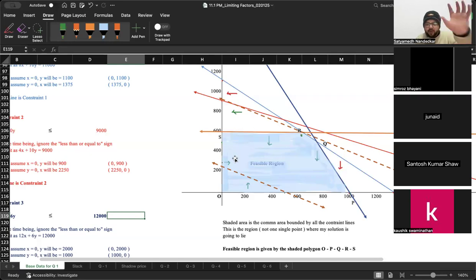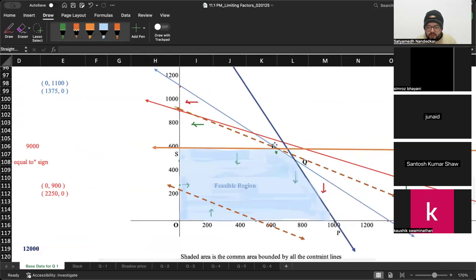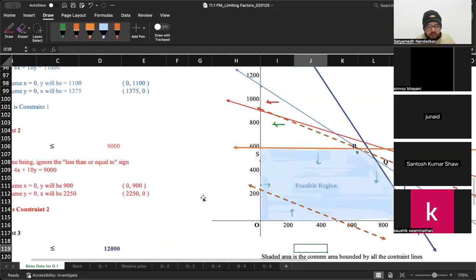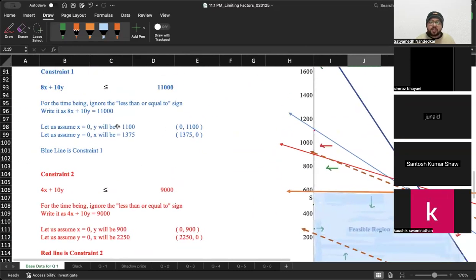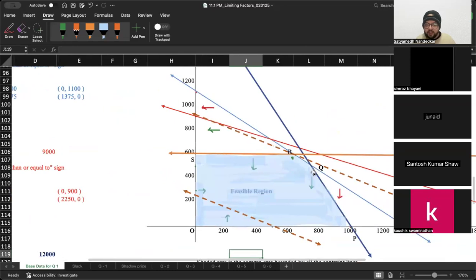Now if you observe यहाँ पे there are too many lines passing through, थोड़ा इसको magnify करते हैं. If you observe this point R, which is 625 comma 600, which is my optimal solution, this point lies on the intersection of ये orange line and ये blue line. ठीक है. Orange line is y equal to 600. Blue line कौन सा है? Blue line is 8x plus 10y equal to 11,000.